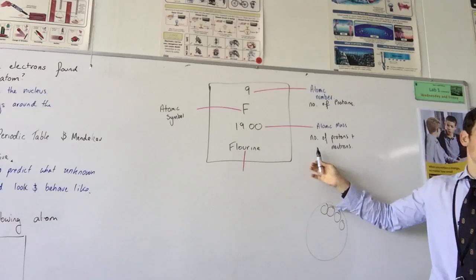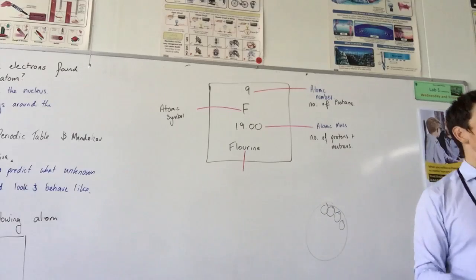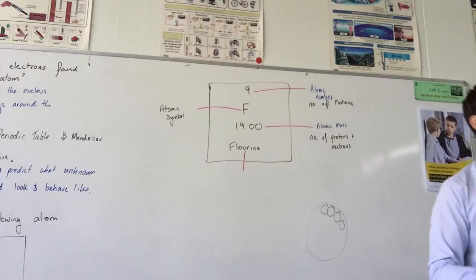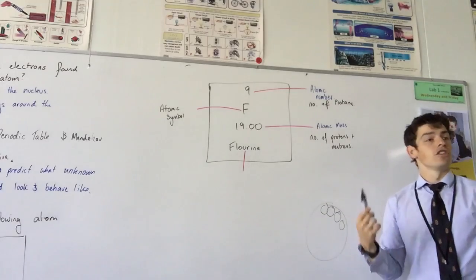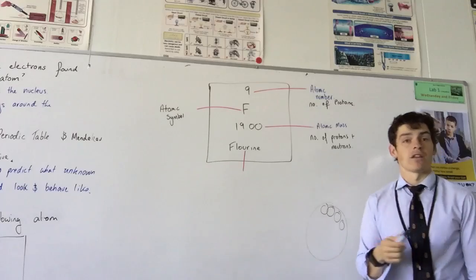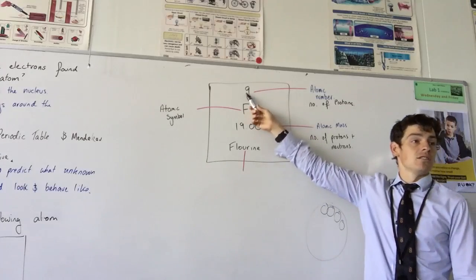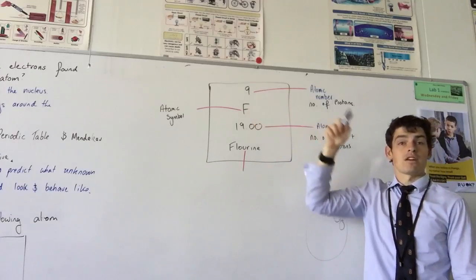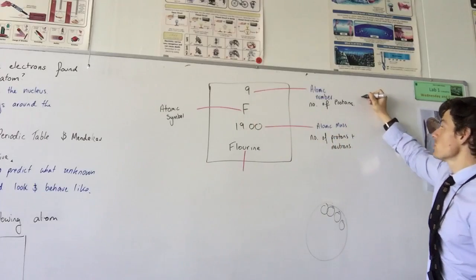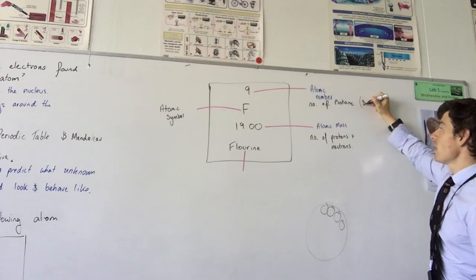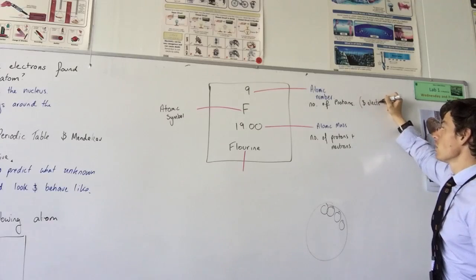So the nucleus number. Now, how many electrons do we have? 9. We don't definitively know, but we assume, unless told otherwise, that it's got the same as the protons. Happy with that? So you can write number of protons, and then in brackets up here, and electrons.